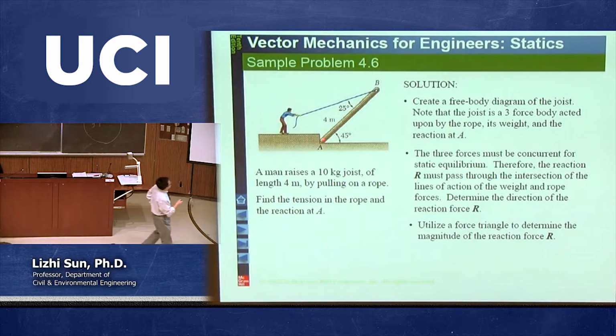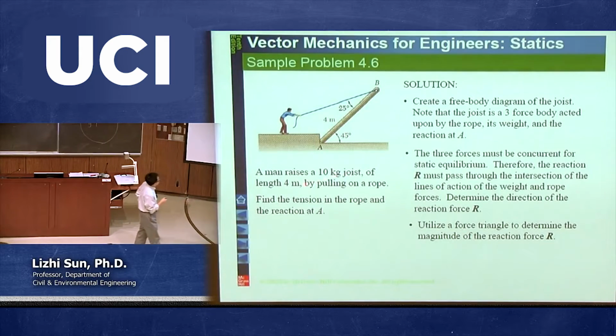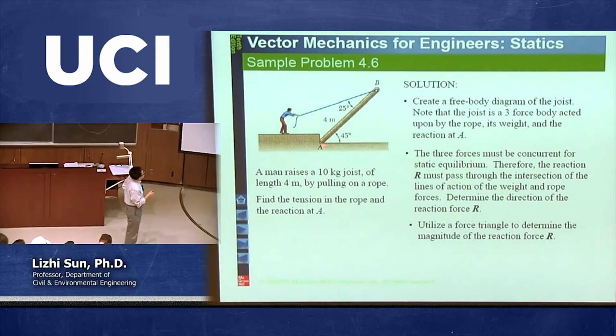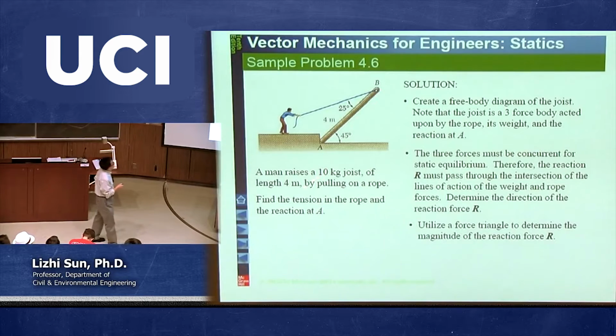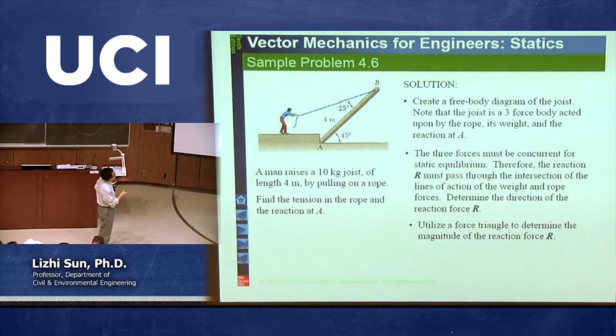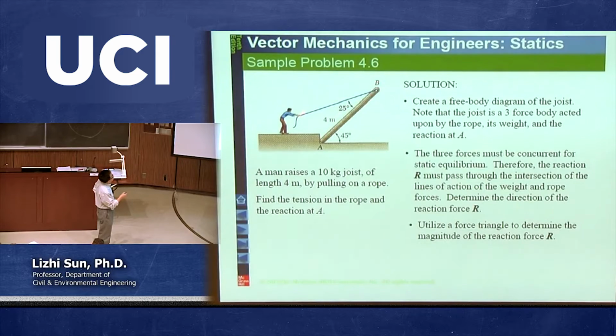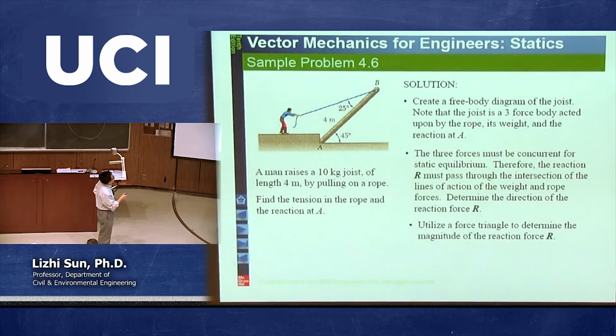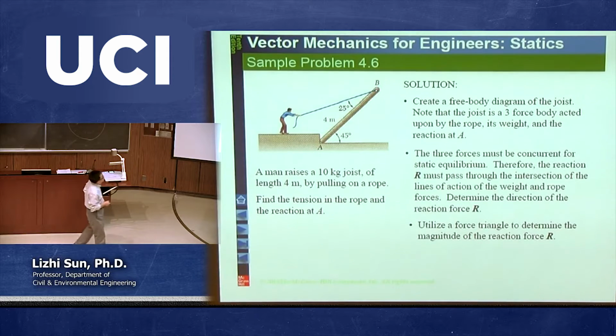We have a 10 kilogram joist like this. The total length is 4 meters. From A to B is 4 meters. And there is a rope connecting point B and this gentleman, so that this gentleman can pull the rope to maintain this overall rigid body in equilibrium.